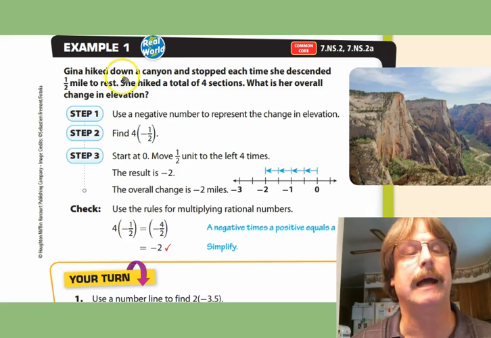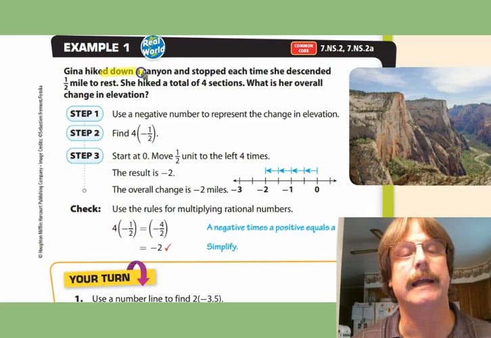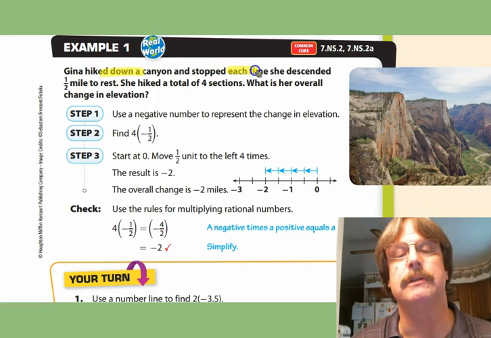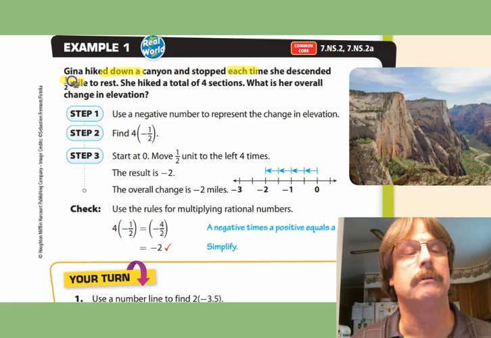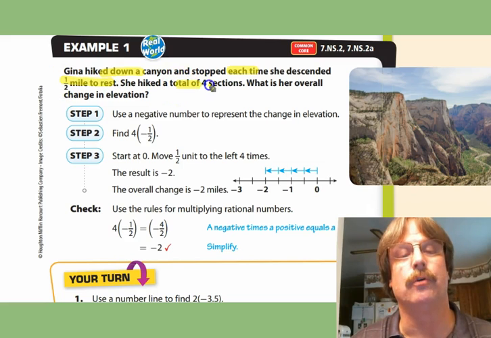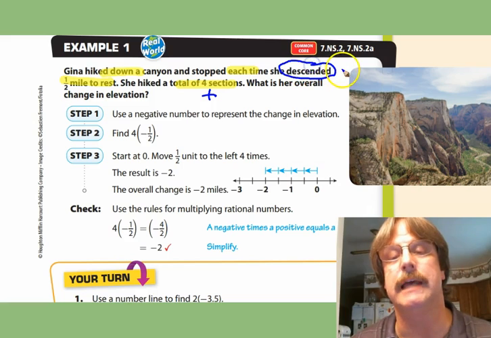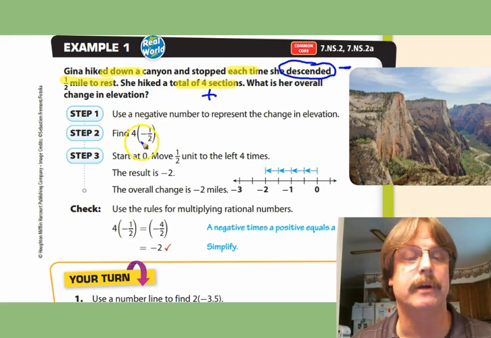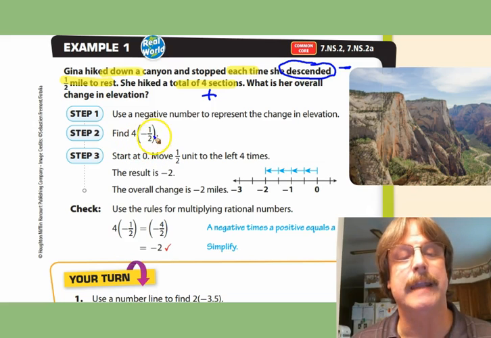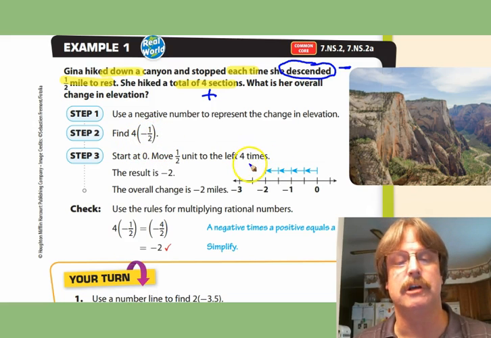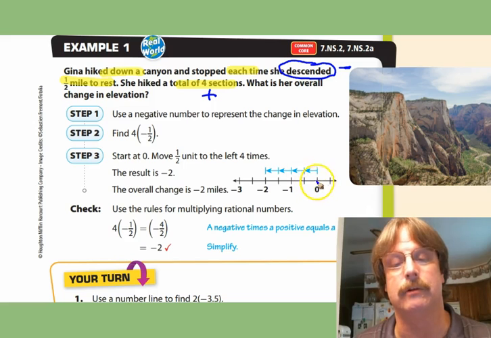So we go and we highlight information: hike down a canyon, stop each time, 1/2 mile. She hiked a total of 4 sections. What's her overall change? So the total sections, that's going to be a positive, and she descended, so that's going to be negative. So we go ahead and write it down. We have 4 groups of -1/2. They show you here on the number line how to do that.